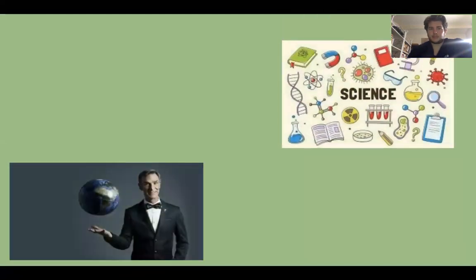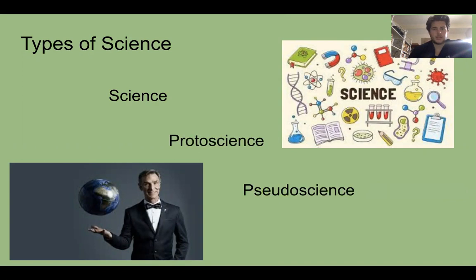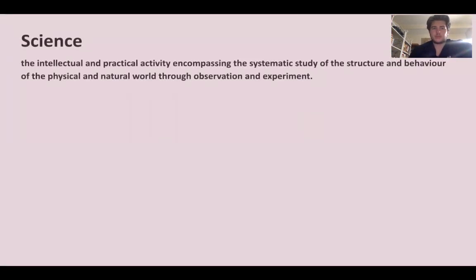So there are four areas of science which I will define for you. First is just good plain old science, then proto-science, then pseudoscience, then non-science. Starting with science, science is the intellectual and practical activity encompassing the systematic study of the structure and behavior of the physical and natural world through observation and experiment.